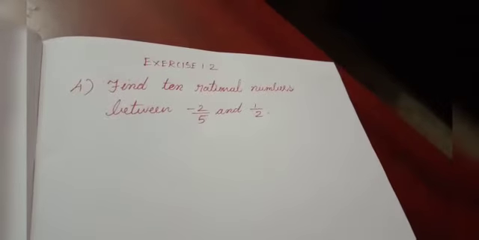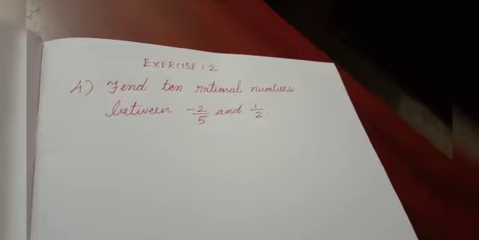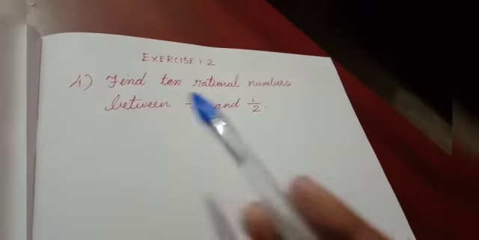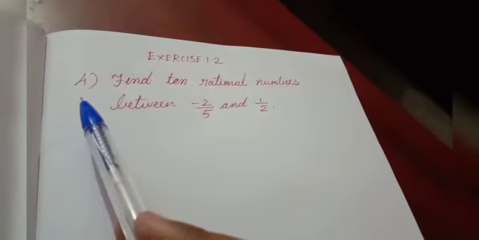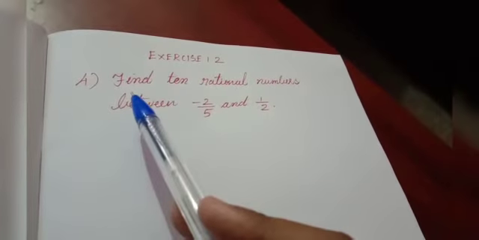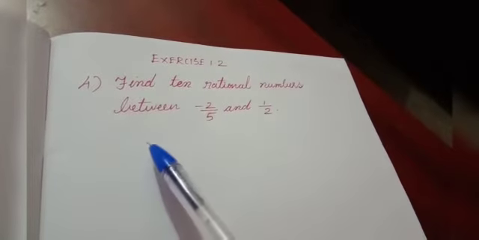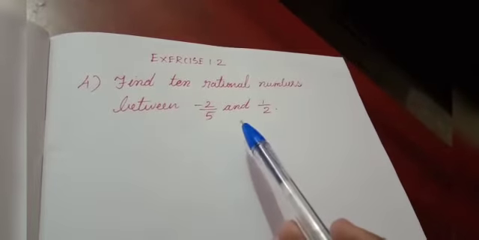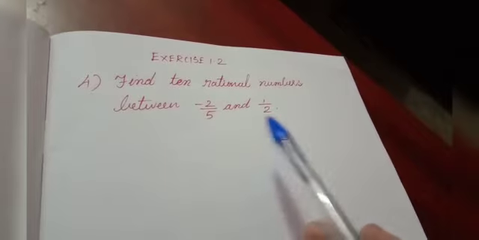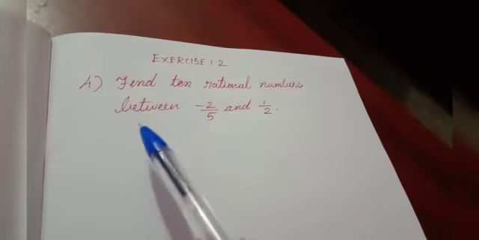I am going to explain how to find rational numbers between two given rational numbers. This is the fourth sum from exercise 1.2. The question is, find 10 rational numbers between minus 2 by 5 and 1 by 2. Here the two rational numbers are given. In between these two rational numbers, how many do we have to find?